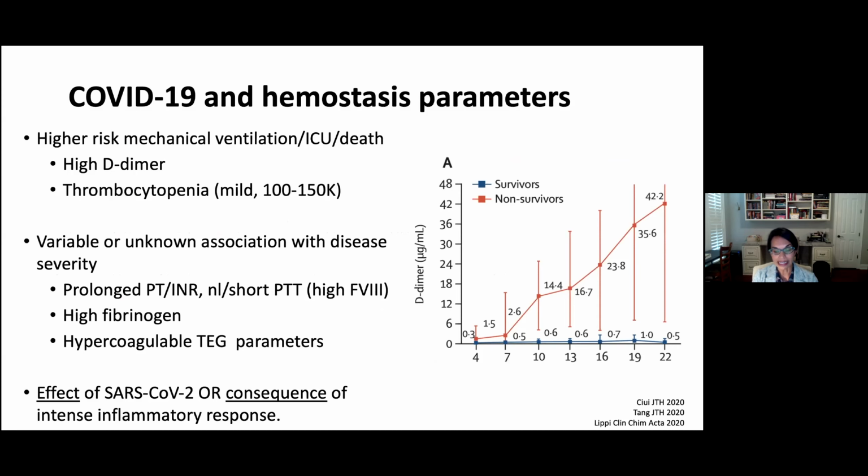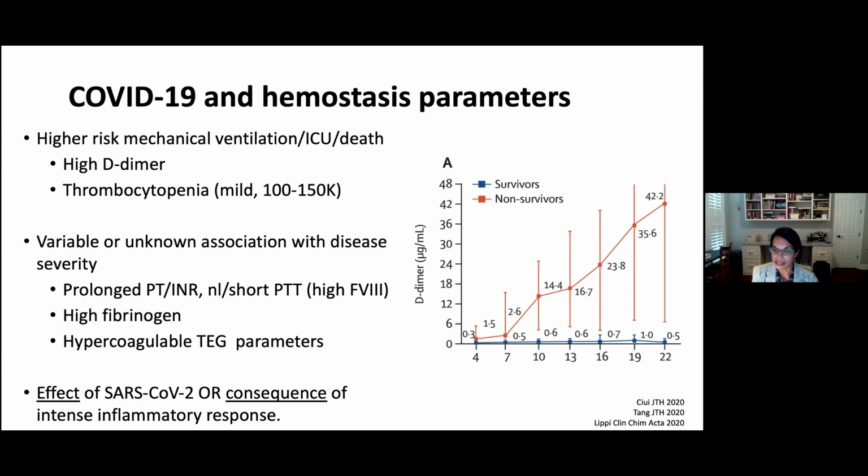But what are the implications of this hematologic abnormality? It's apparent that some derangements are associated with poor prognosis. In one study out of China, you'll see the graph from that paper on the right side. Those who had a higher D-dimer had a lower survival rate, so there was an inverse correlation between mortality and D-dimer.